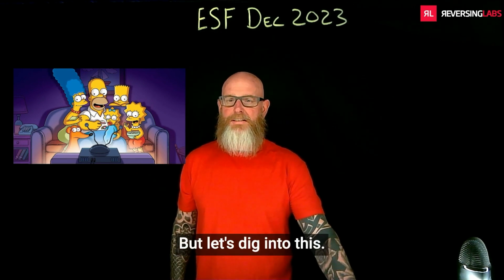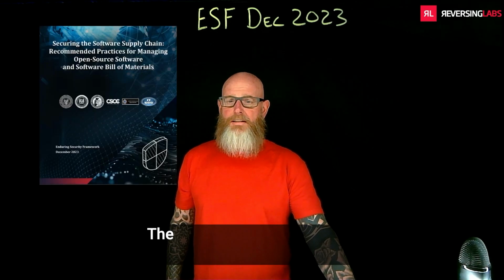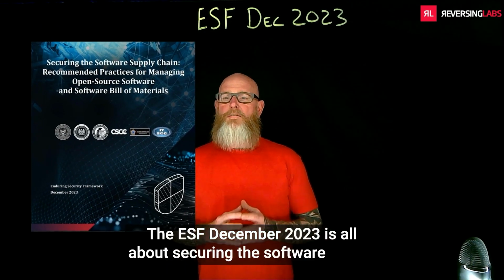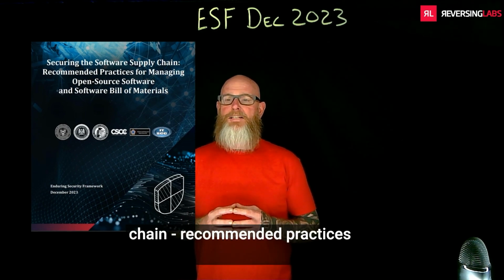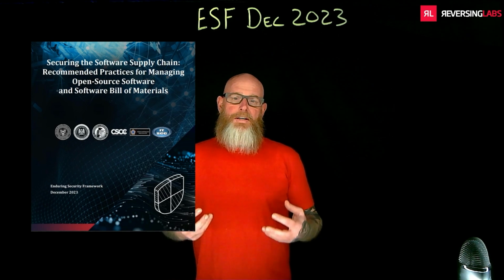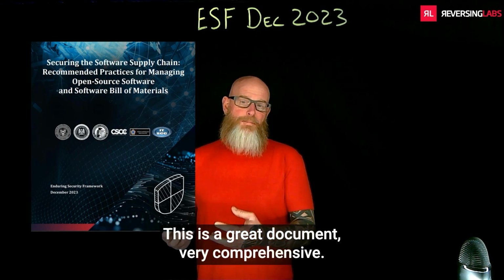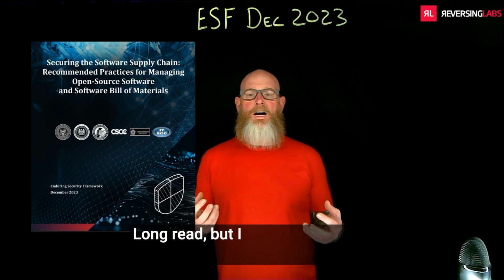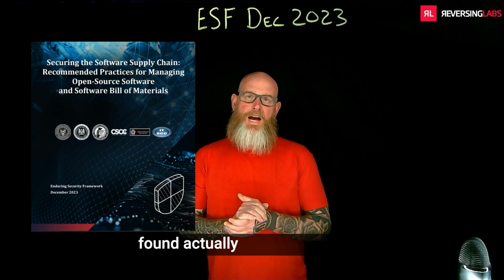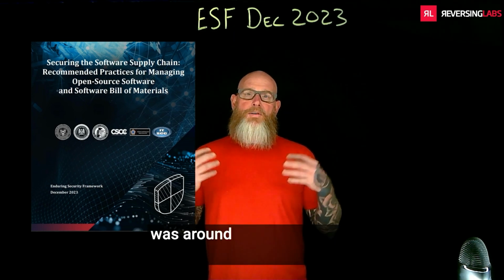But let's dig into this. The ESF December 2023 is all about securing the software supply chain, recommended practices for managing open source software and software bill of materials. This is a great document, very comprehensive, long read, but I wanted to provide a little insight into an area that I found pretty interesting, which is how you actually look for these things. How do you actually instantiate a software supply chain program?